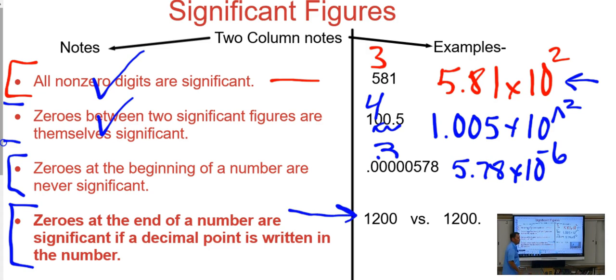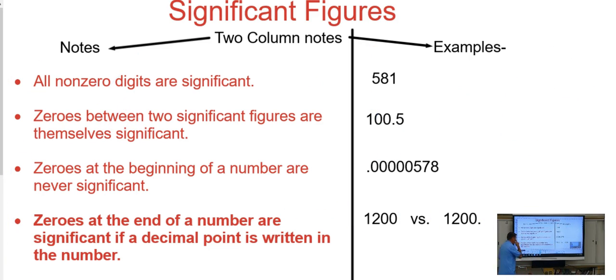Like, this is stupid. And I know, like, in your calculator, if you type 1200 or 1200 point, does that matter to your math at all? No, I realize that. But they do matter because this number is way less precise or accurate than this number because of the decimal. So here we go. Zeros at the end of a number are significant, and there's a big word here, by the way, if and only if a decimal point is written in the number.